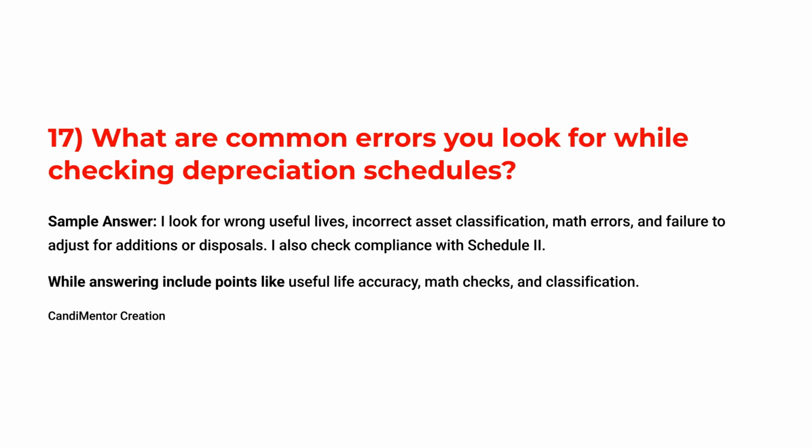What are common errors you look for while checking depreciation schedules? Sample answer. I look for wrong useful lives, incorrect asset classification, math errors, and failure to adjust for additions or disposals. I also check compliance with Schedule 2. While answering, include points like useful life accuracy, math checks, and classification.